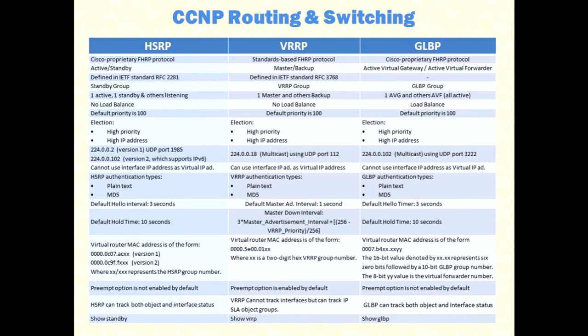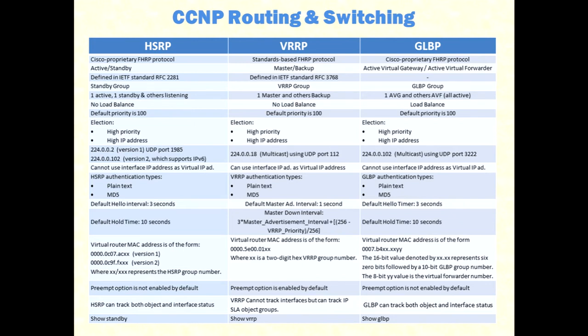For the VRRP, the multicast IP address is 224.0.0.18 using UDP port 112. For the GLBP, the multicast IP address is 224.0.0.102 using UDP port 3222. For the HSRP, we cannot use interface IP address as virtual IP address, but for the VRRP, we can use interface IP address as virtual IP address. For the GLBP, we cannot use interface IP address as virtual IP address.